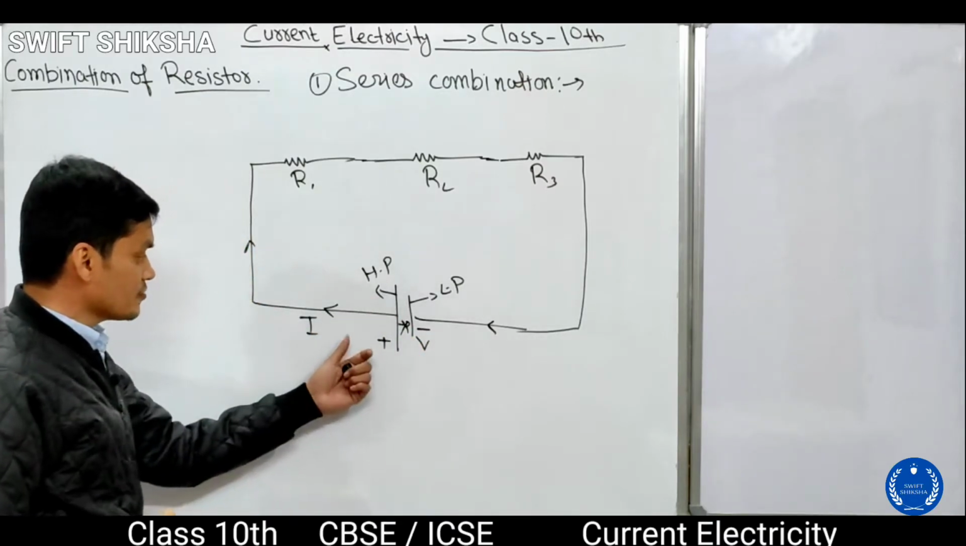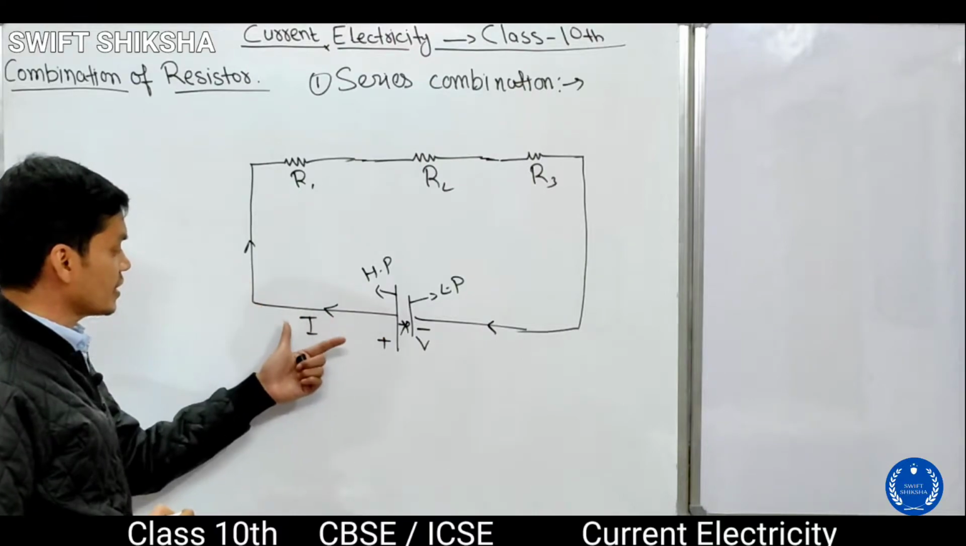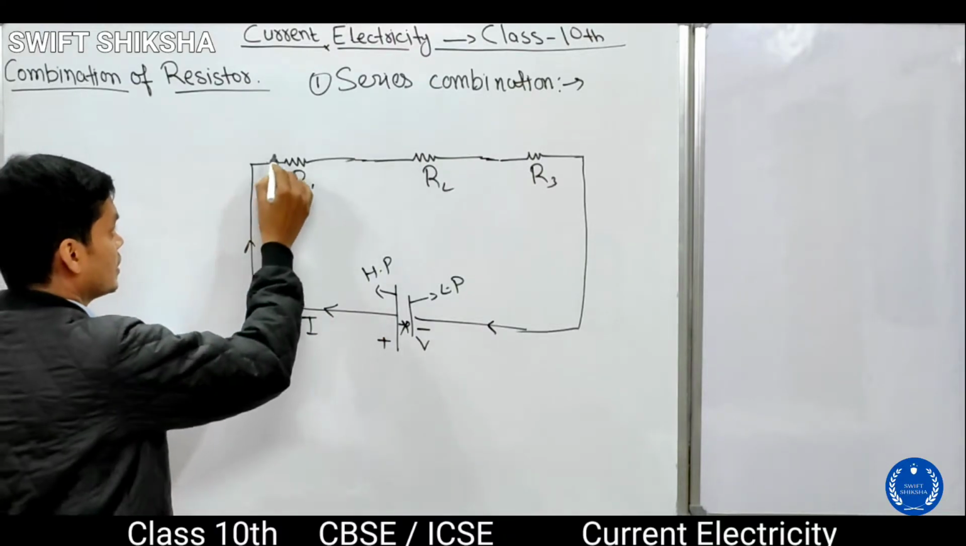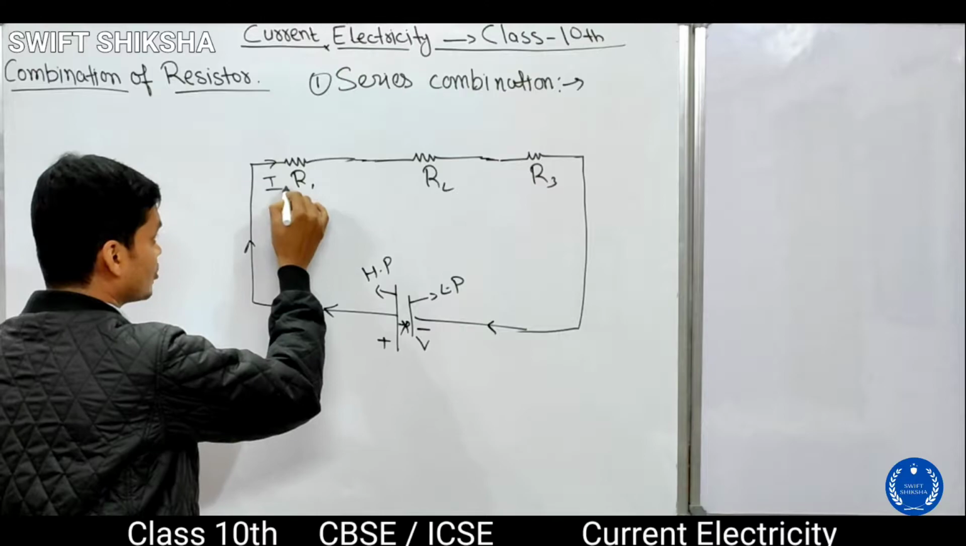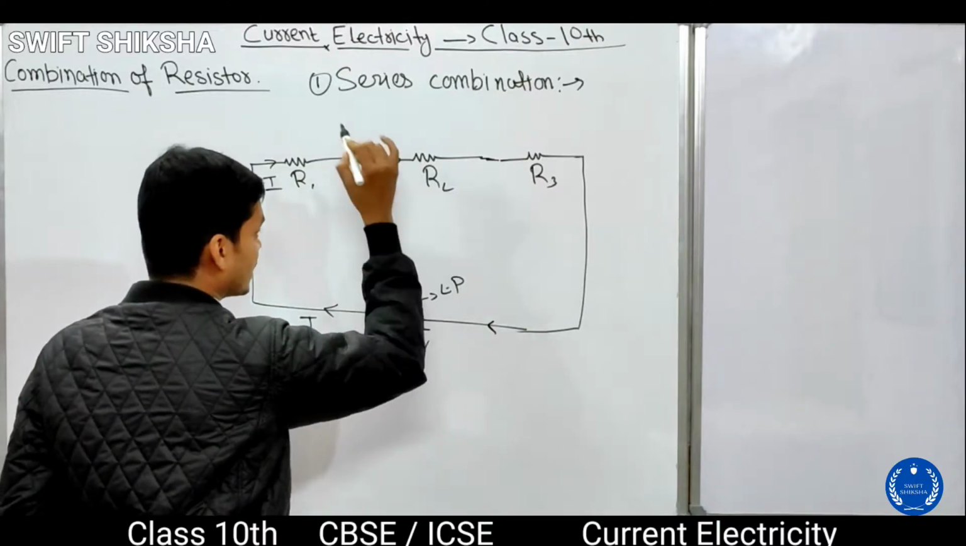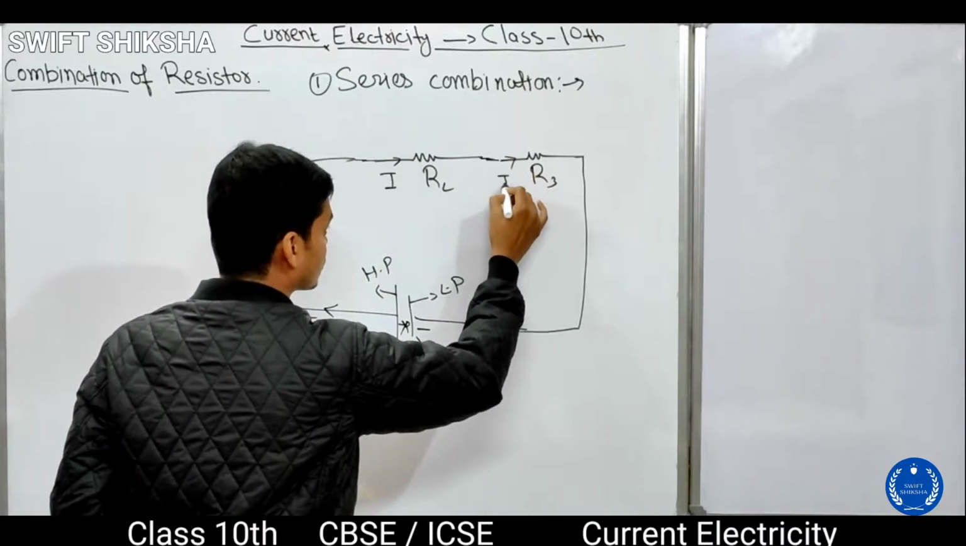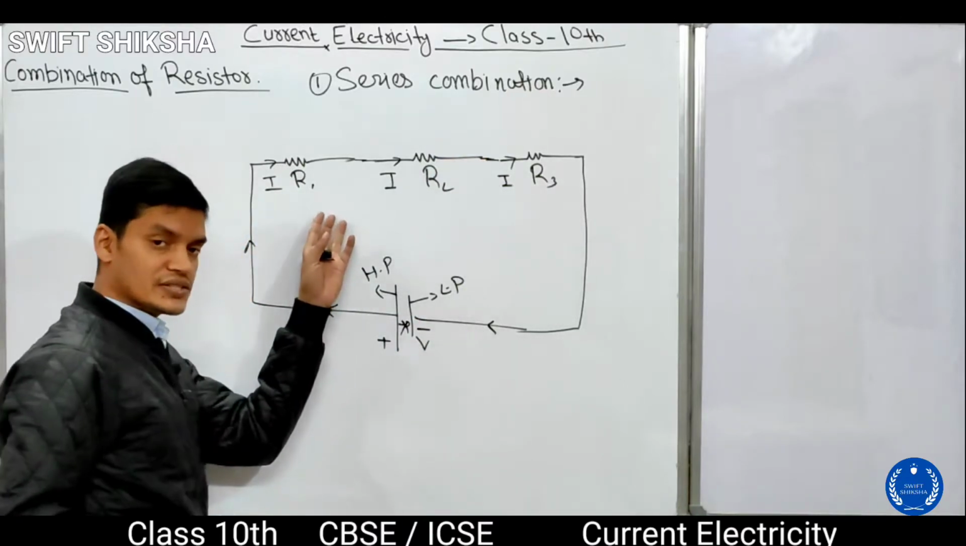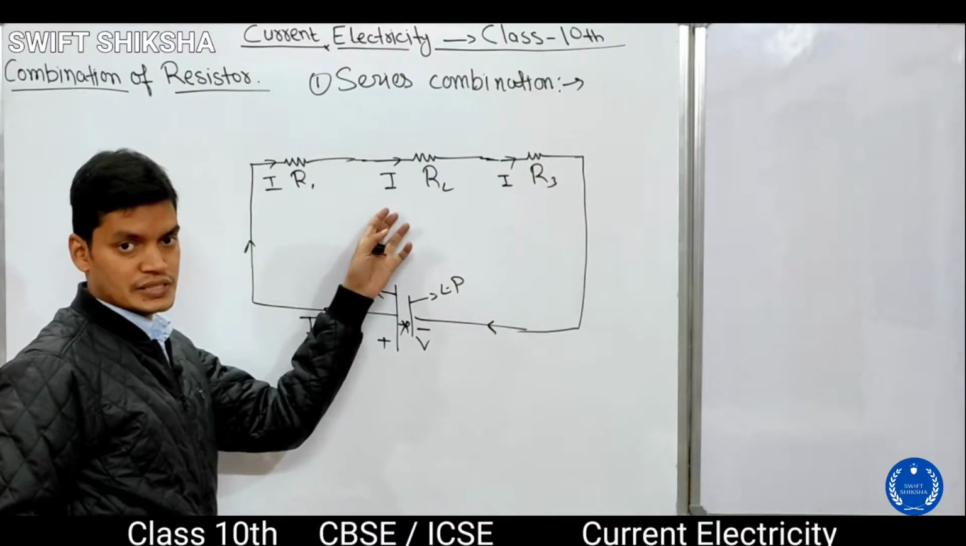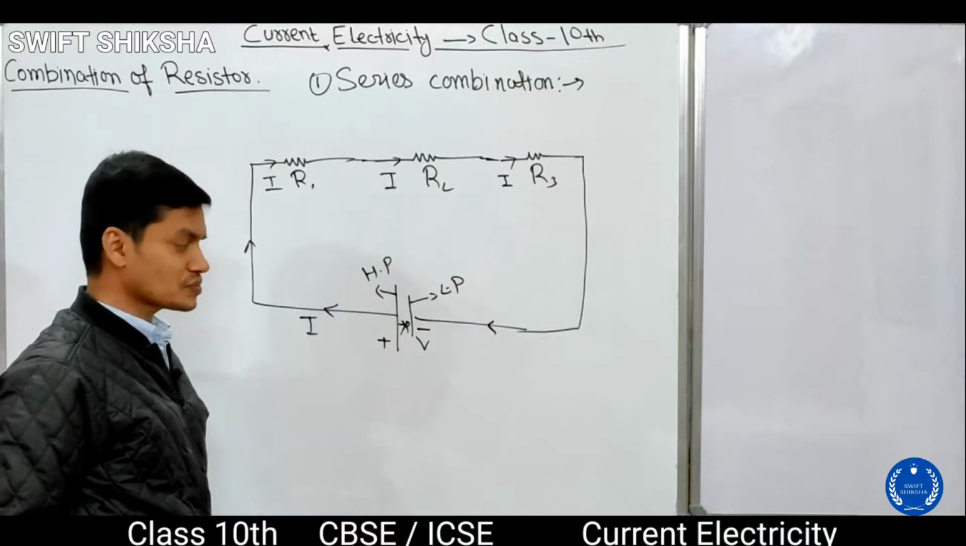Now current is flowing in this circuit diagram. I current is flowing here, here also I current is flowing, here also, and here also. At each resistor the current is the same. This is the second point.